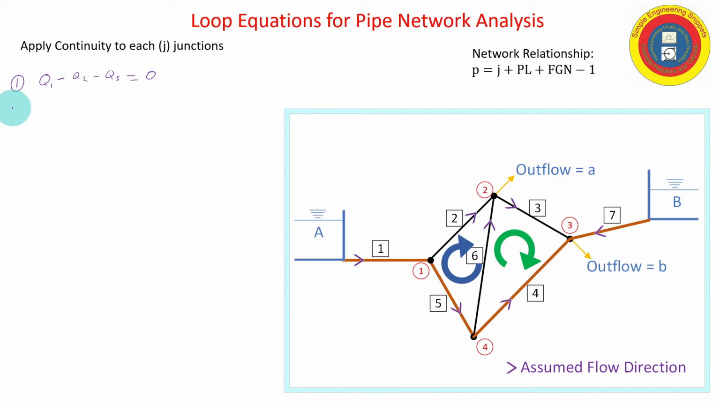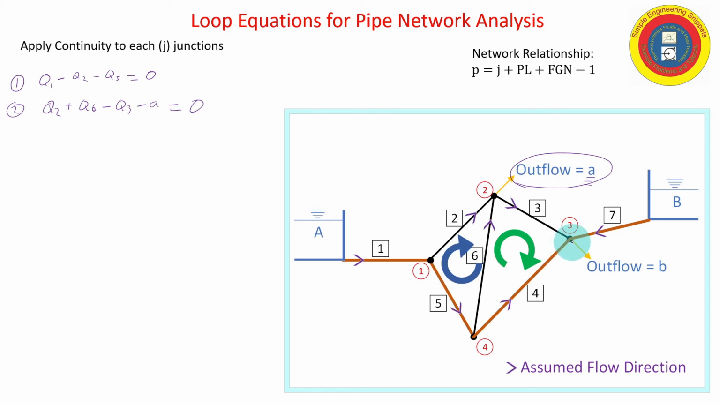Now let's do a similar application for node 2. I got flow coming in through pipe 2, so that's Q2. I got flow coming in through pipe 6, so that's going to be plus Q6. I've got flow leaving through pipe 3, so that's going to be minus Q3. And I should not forget that we have an external demand here, which I've labeled small case alpha. And so that is leaving junction 2, so that's minus alpha, and set that equation equal to 0.